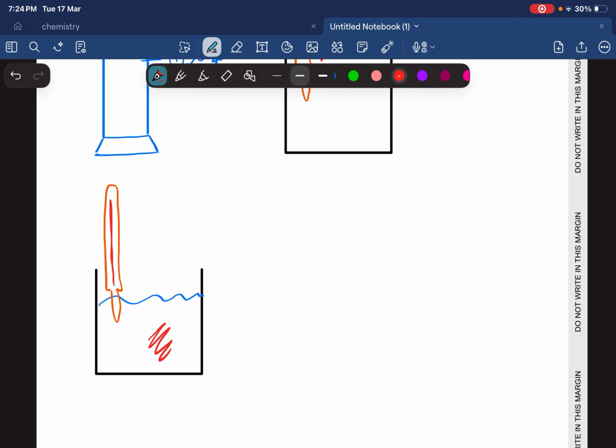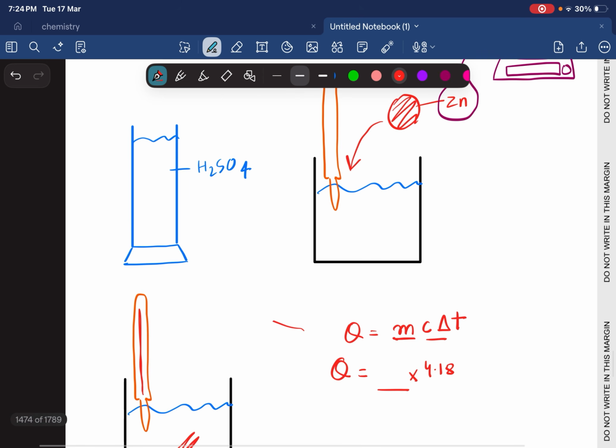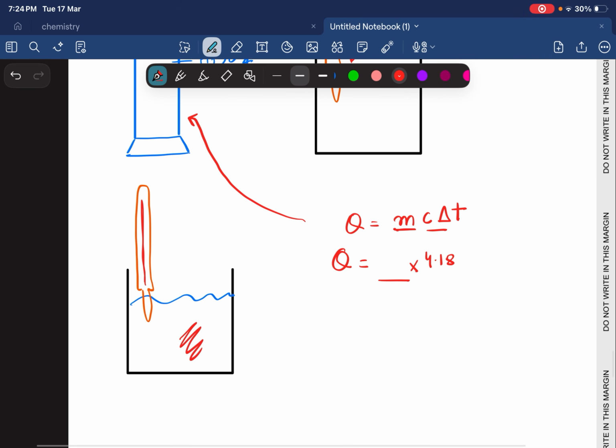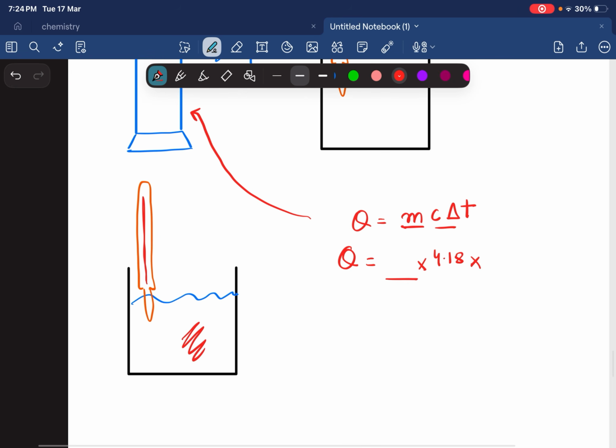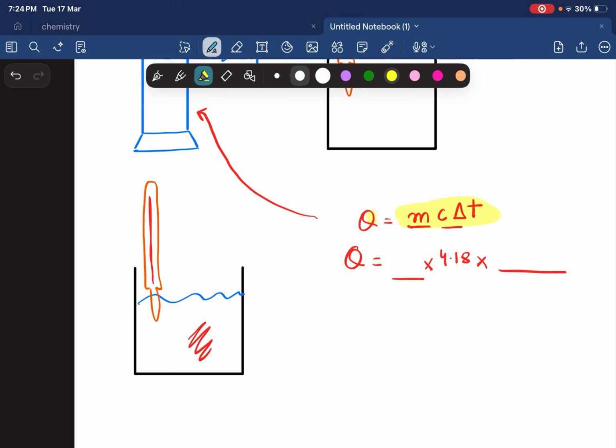Once I've measured the final temperature on the thermometer, there's an equation that we use, that is Q equals mcΔT. Q is the amount of energy released, m is the mass of the solution, and c is the specific heat capacity of water, which is 4.18. m is the mass of the solution that we're going to use, that is going to be the mass of the sulfuric acid we're taking. And ΔT is going to be the increase in temperature. This equation I'm going to use to calculate the amount of heat energy that is released in this reaction.